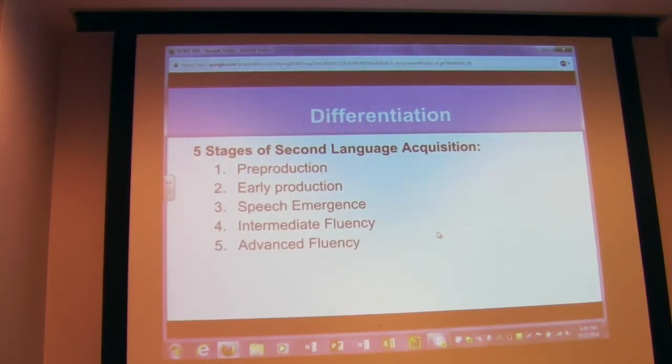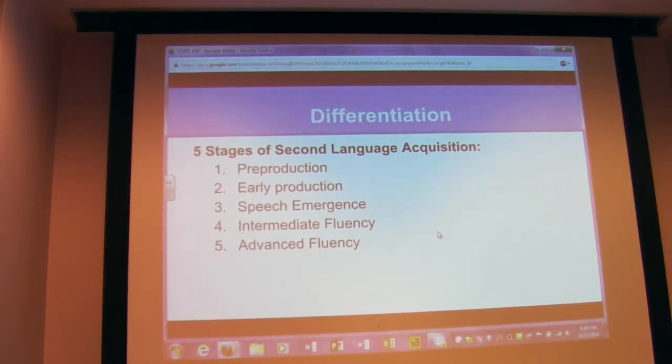Sentence stems can easily be modified to meet the needs of all students. The teacher has the job of choosing the sentence stems for his or her students. The teacher can arrange sentence stems such as the following for students who need more assistance in forming their sentences. Another way of differentiating a classroom with English language learner students is using the 5 stages of second language acquisition.